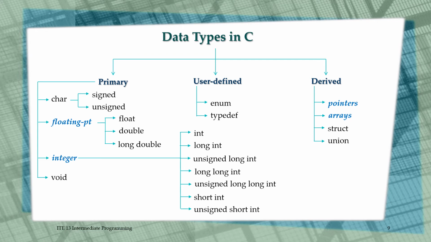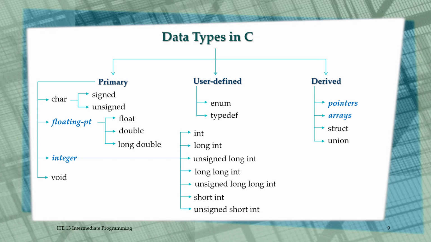And the last group is the derived group. This group is capable of grouping data into a single variable. Each of these data types has different requirements in grouping values. Data types from the user-defined and derived groups will be discussed in succeeding lectures.